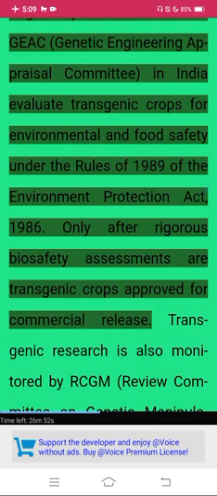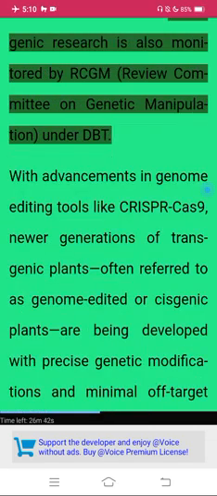Regulatory bodies such as the Genetic Engineering Appraisal Committee in India evaluate transgenic crops for environmental and food safety under the Rules of 1989 of the Environment Protection Act, 1986. Only after rigorous biosafety assessments are transgenic crops approved for commercial release. Transgenic research is also monitored by RCGM, the Review Committee on Genetic Manipulation, under DBT.